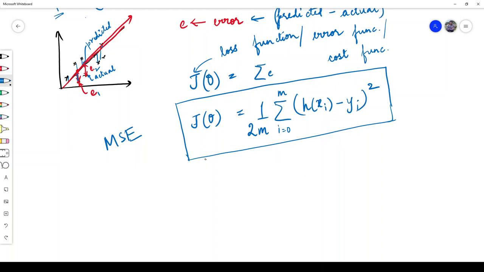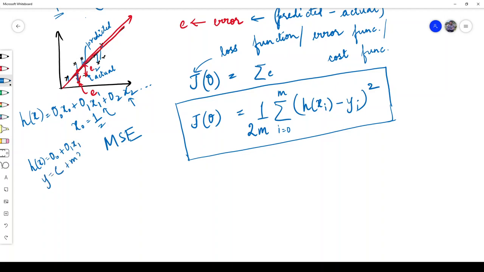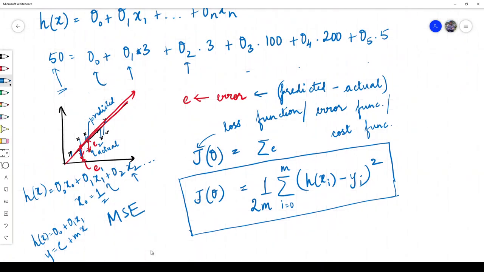What is the h? For this, you should have been there in the beginning. The equation in popular notation again is h of x equals theta naught x naught plus theta 1 x 1 plus theta 2 x 2 and so on, where x naught is, by the way, equal to 1. Your features start from x1 and x2, not from x naught. That is why, if you have h of x equals theta naught plus theta 1 x1 plus theta 2 x2, in this case it is the price of the house, correct? This is theta naught, not 0.